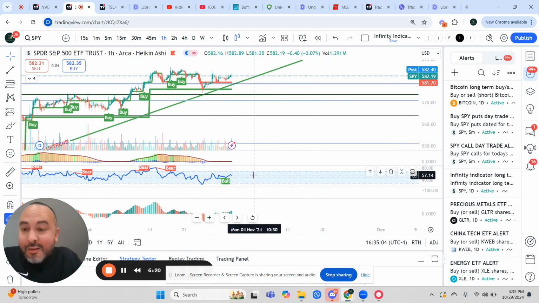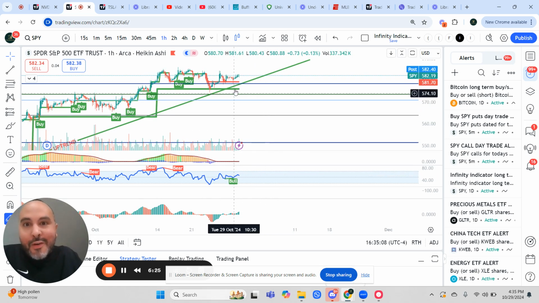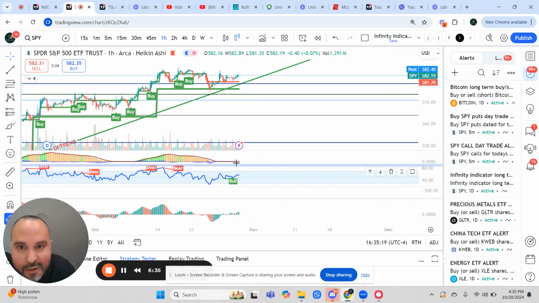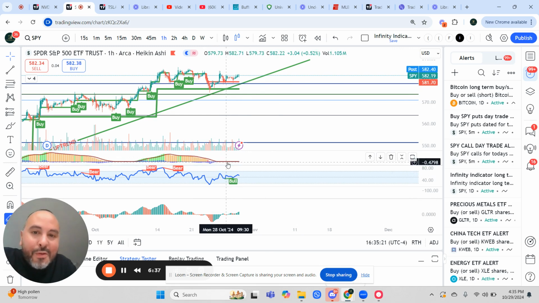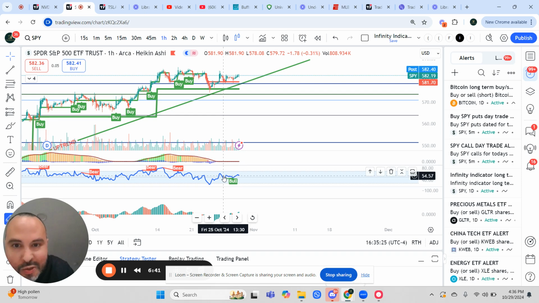Obviously, if it breaks down, we're likely to get more of a pullback, which is fine. It may tag this trend line. It may come back to this other fib level. But I'm watching for when this starts to break out. That's going to mean it's showtime, essentially. And I shared this in the Discord today.